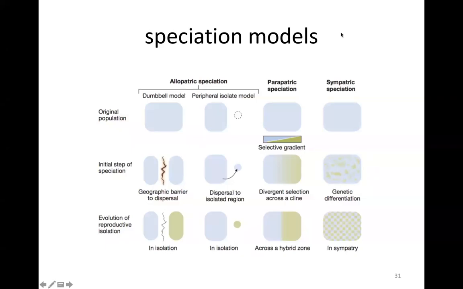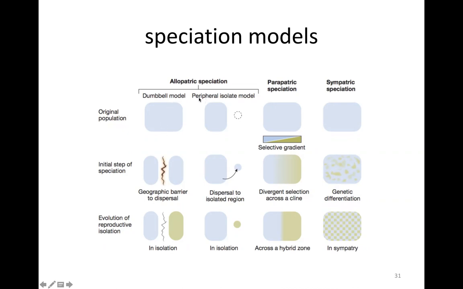Hello again. So now we'll continue discussing speciation models, and we have three main models. The most common being allopatric speciation, and parapatric and sympatric speciation are also important and well documented ways that a species divides into two or more groups.